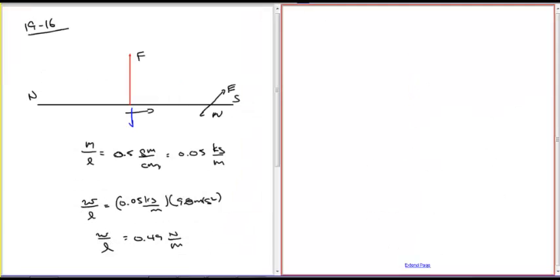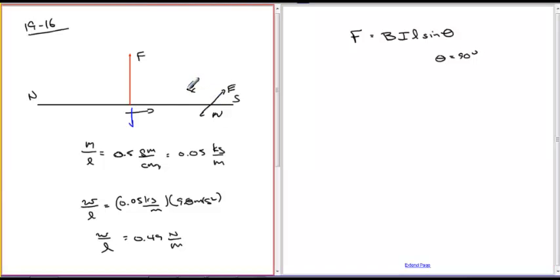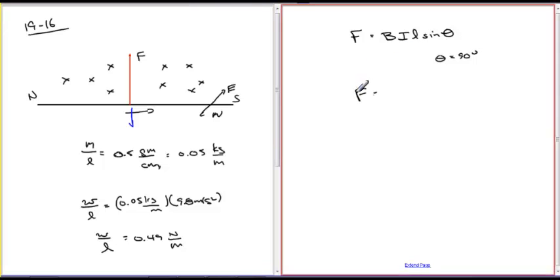Now, if we look at the force on a current carrying wire, the force is equal to the magnetic field strength times I times L times the sine of theta. In this case, theta is equal to 90 degrees because the current is going north to south and the magnetic field is going into the board, which is east. So 90 degrees, and that simplifies things.